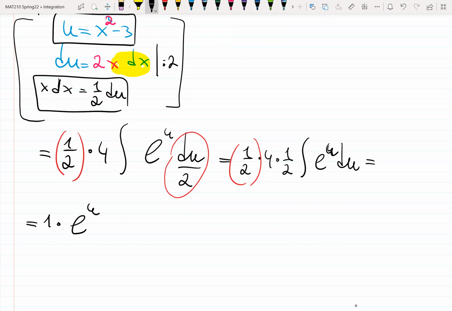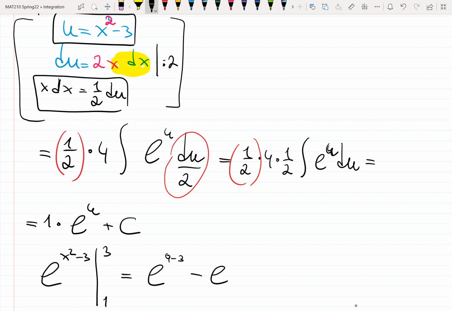And then it's going to be e to the u plus c, right? But now you go back to the original notation. e to the u is actually e to the x squared minus 3, evaluated from 1 to 3. Plug in 3, e to the 9 minus 3, minus plug in 1, 1 minus 3. And that is the answer. The average integral is e to the 6 minus e to the minus 2, which is some kind of number, whatever. It is the exact answer, and you can check the calculations if you want.